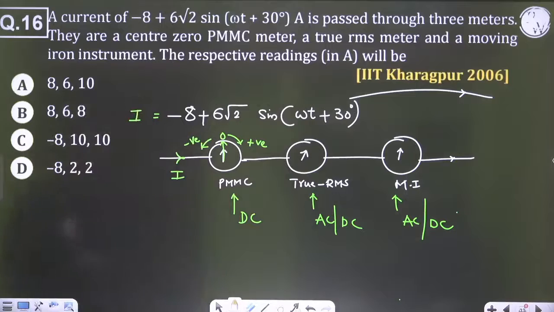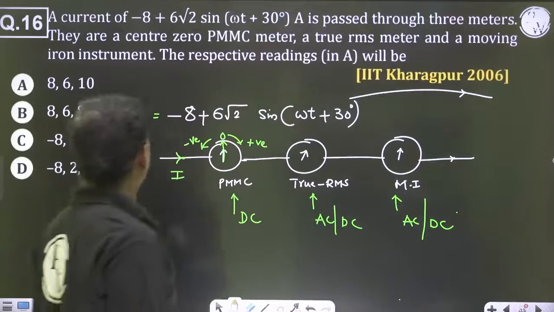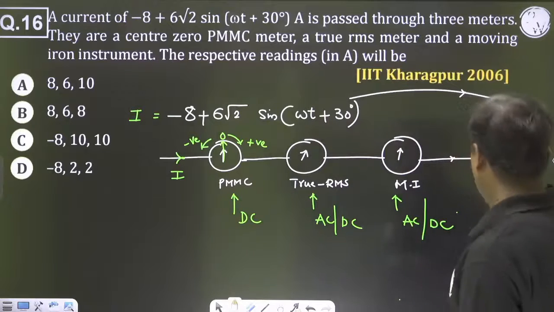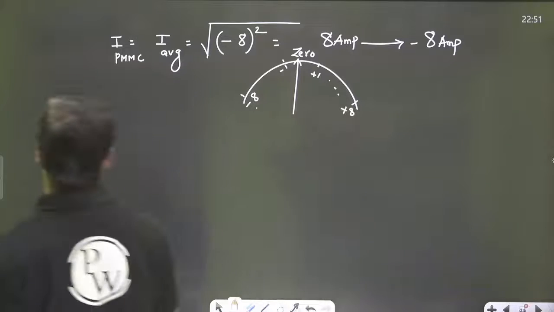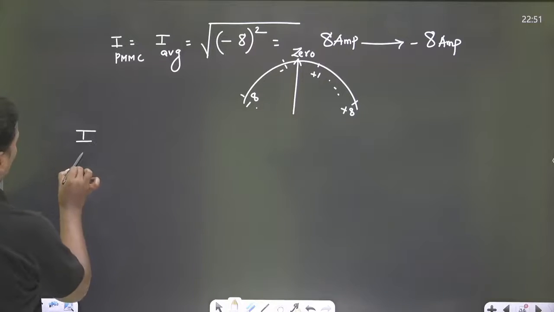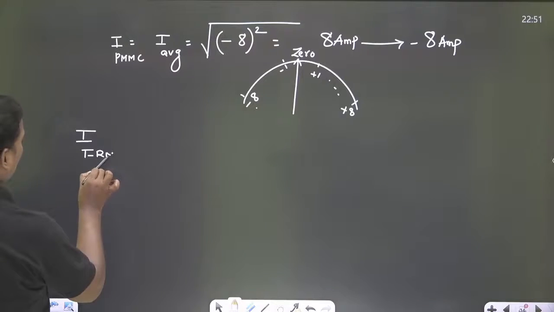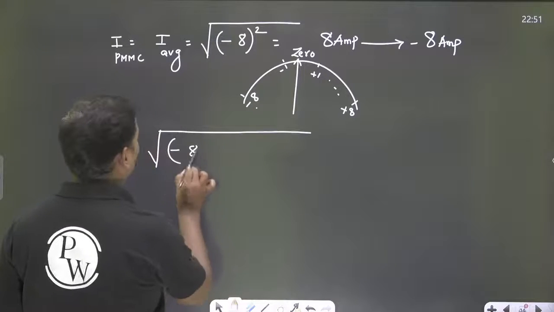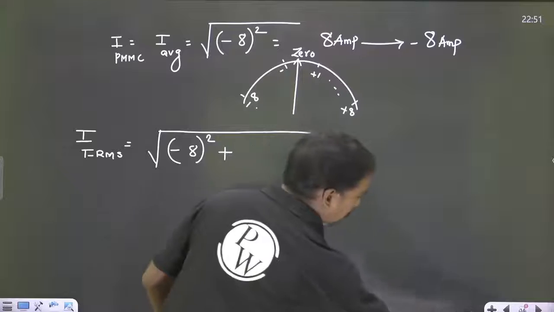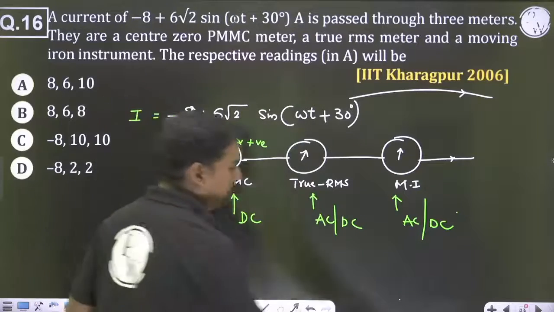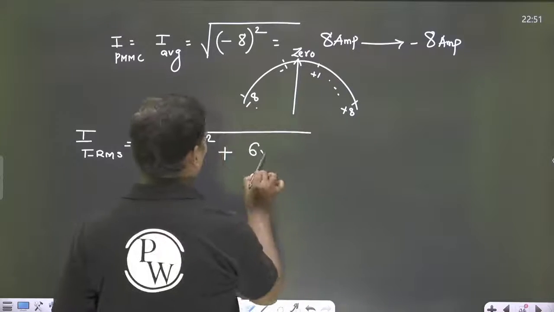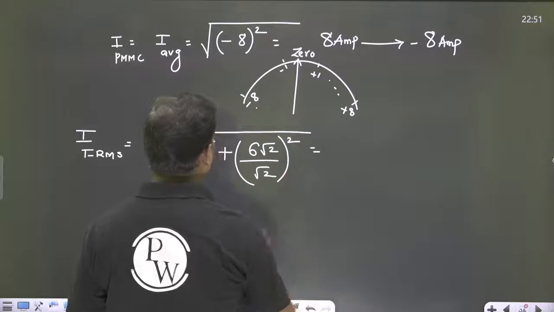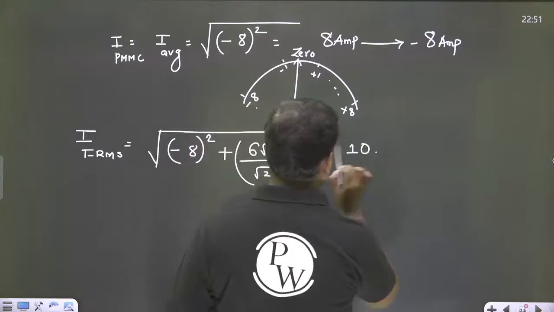Next. What about these other things? True RMS. True RMS means current measured by the true RMS. That is RMS current. RMS current means what to do? Minus 8 whole square plus what is the RMS point? This 6 root 2, 6 root 2 by root 2. So root 2 gets cancelled. So I think this is 10.